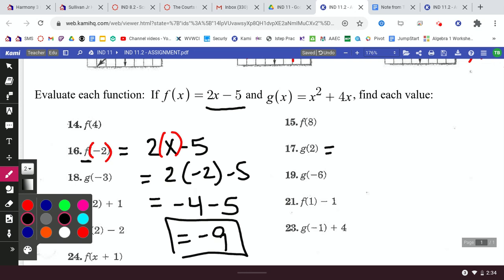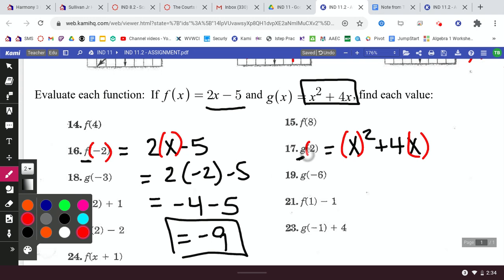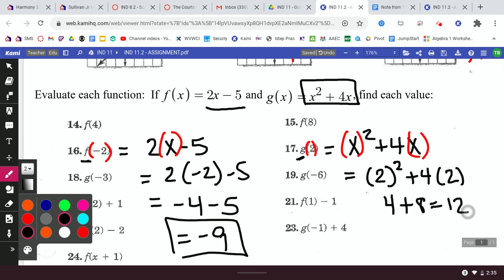Now with number 17, we see the g function for the first time, right? Here's our g function right here. So I'm going to write x squared plus 4x. That's my g function. Now I'm going to put brackets around every time I see an x, and I'm going to put brackets around the 2. And now I'm going to plug in everywhere where there was an x. Always keep your brackets. Okay, they do matter. I'm going to plug a 2 in everywhere where there was an x. 2 squared is 4. And then positive 4 times positive 2 is positive 8, which equals 12.